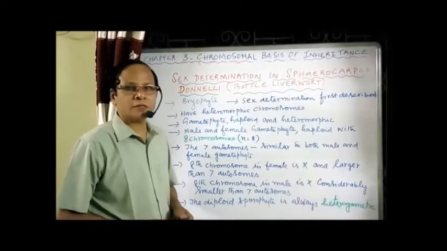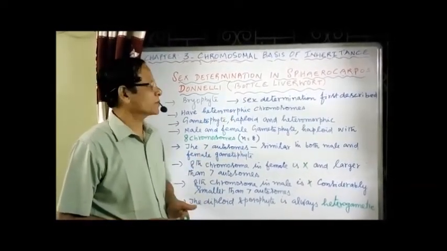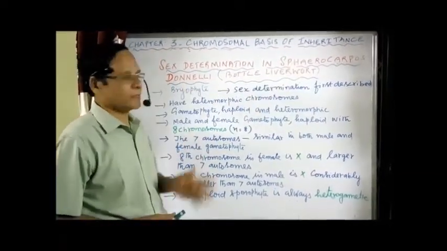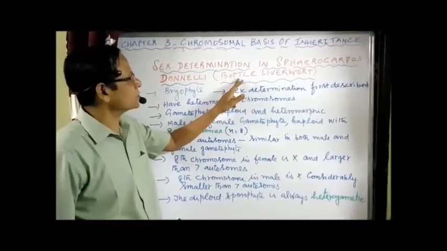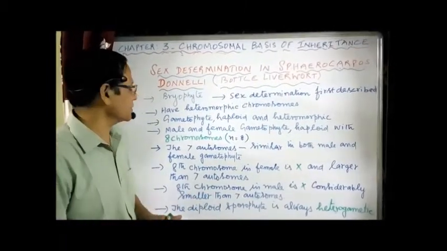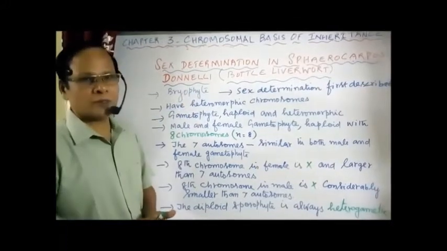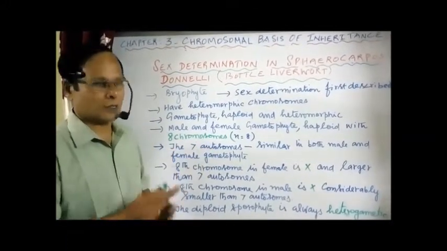Another plant in which sex determination was discovered is a bryophyte called Sphaerocarpos donnellii, the bottle liverwort, spreading on the surface of the substratum with a prostrate growth. So this plant is a bryophyte. Sex determination was first described in that plant only.